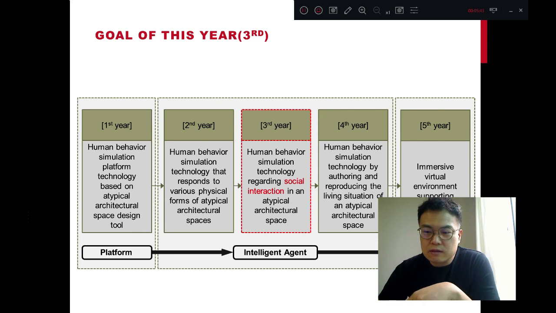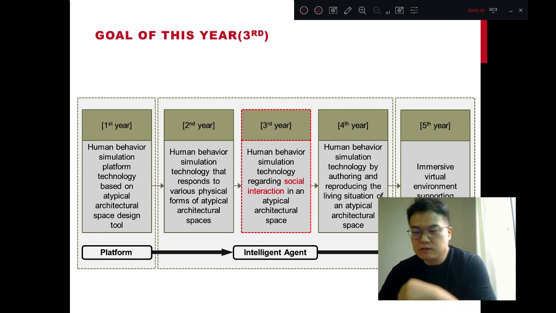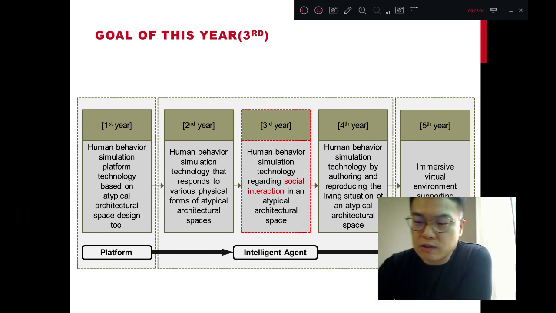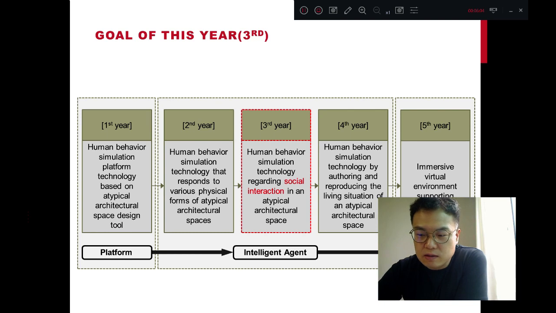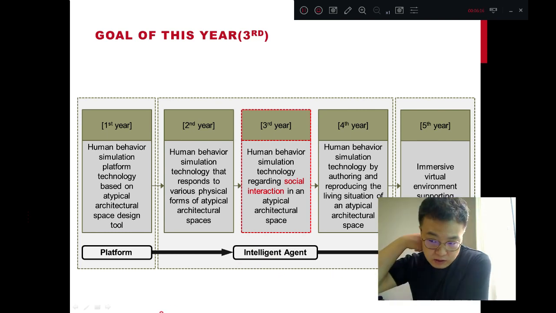This project is a 5-year project. Actually this year is the 4th year, but the result of this paper is the 3rd year result. The overall project has three parts. Part one, we're going to make a platform. Part two, we're going to make the intelligent agent. Then the last years are applications.